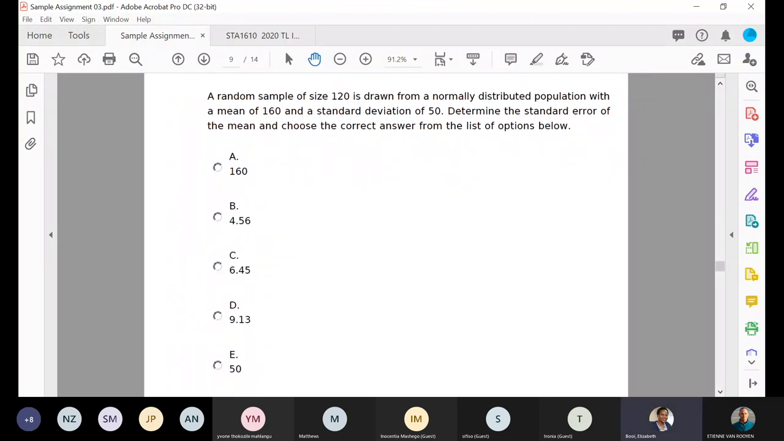A random sample of 120 is drawn from a normal distribution population with the mean of 160 and the standard deviation of 50. Determine the standard error. And remember, the standard error is your population standard deviation divided by the square root of n. That is the mean, that is your standard deviation, and you are also given the sample size.